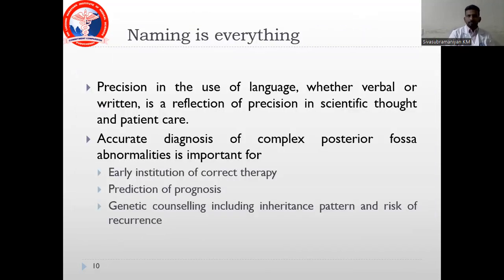When it comes to cerebellum, naming is everything. Precision in the use of language, whether verbal or written, is a reflection of the precision in the scientific thought and patient care. So, for accurate diagnosis of a complex posterior fossa abnormality, you need to name the abnormality correctly so that you can manage it in the right direction.